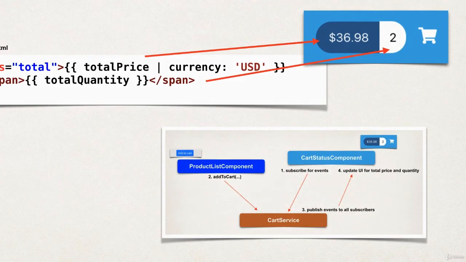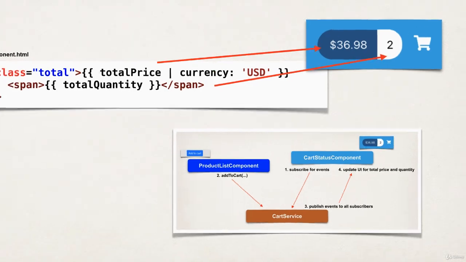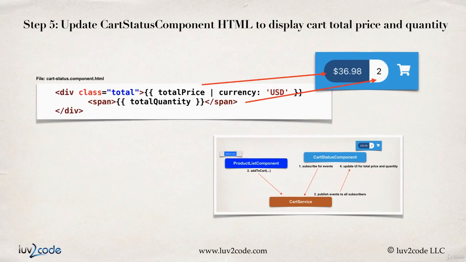So now remember our application interaction. The cart service is going to publish events to all subscribers. We'll get those events and we'll update the UI for the total price and quantity. And so we'll see those new updates right there in our cart status component. All right, I'm getting excited here. I'm ready to write some code. So let's go ahead and dive into our IDE and let's get started.